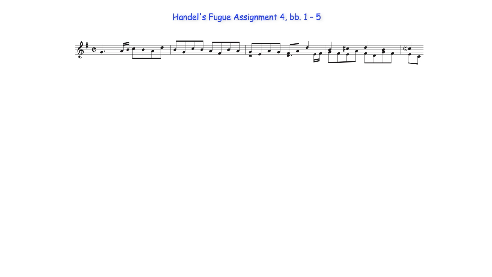In the assignment following this example, Handel uses an extended version of this fugue subject, this time in G major, which is presented, as are all his assignments, as a partimento fugue.